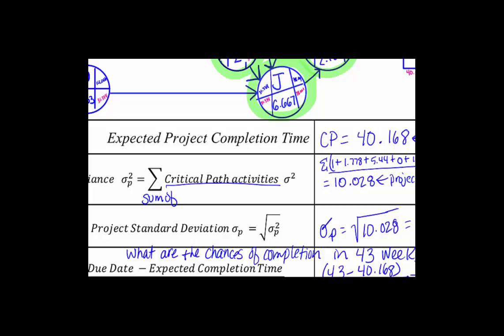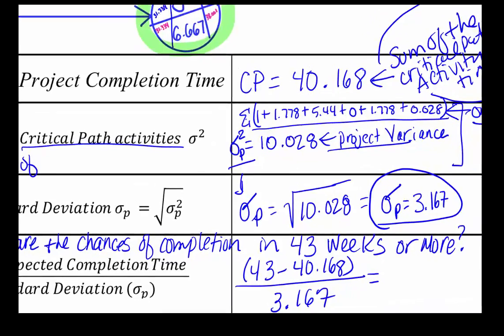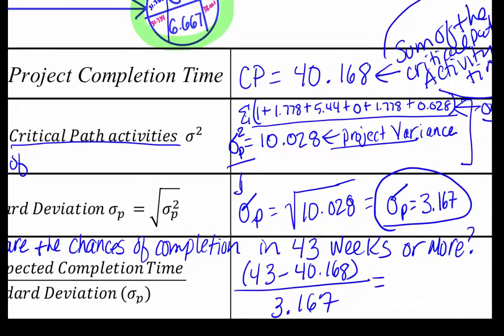Then I go to the next step where I've got to compute the standard deviation of the critical path variances. And remember from your stats days that standard deviation is always the square root of the variance. So this is the project variance. I bring that down here, I take the square root of it, and that's going to give me the standard deviation for the path right there. So now, this is the spacing for one standard deviation.